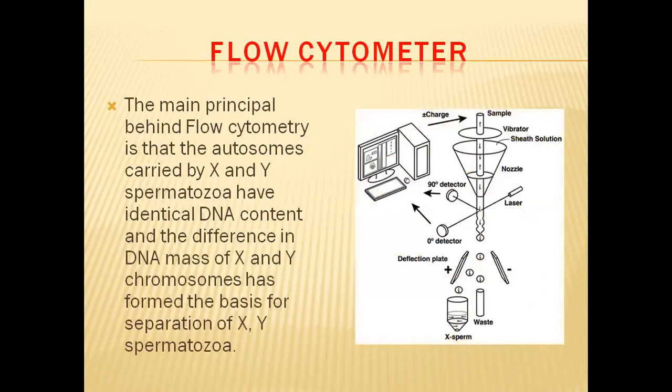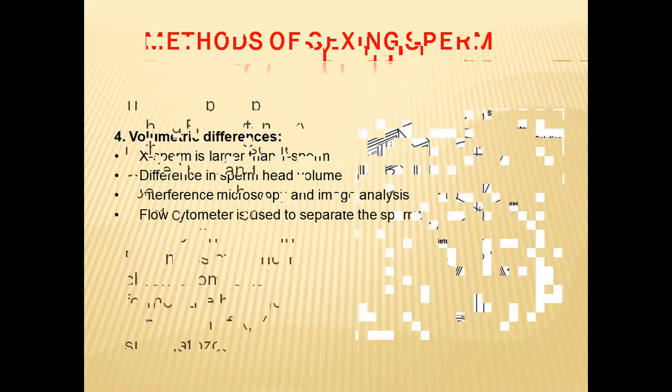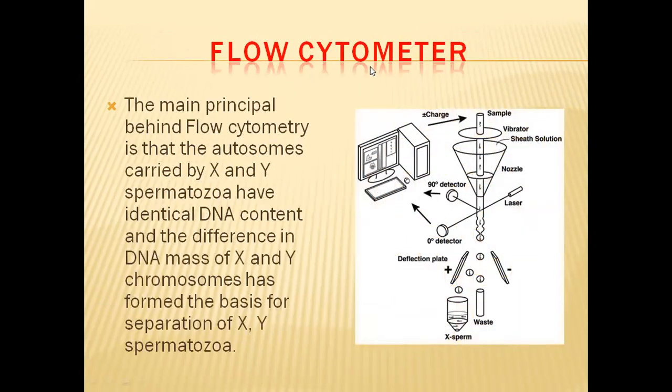So as an example for this volumetric differences method, flow cytometer is a better method, and this was the first method devised by the American government. The basis for this flow cytometry is, as we have already told, the differences in DNA content. In this flow cytometric method, we use imaging devices like computer monitors, and we also use some electrical differences, and this total thing is called a flow cytometer. So this apparatus is a flow cytometer.